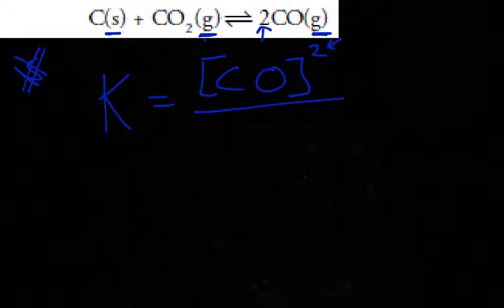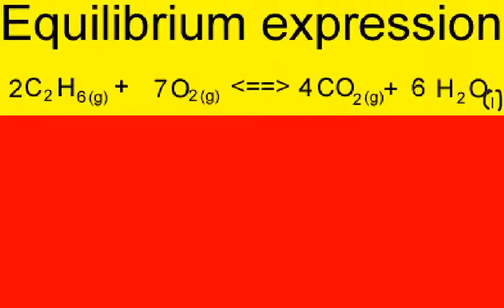And in the bottom, in the denominator, we will put CO2 in square brackets. And we don't need to put any coefficient because if you have a 1 as your coefficient, we don't have to put any exponent. So nothing goes there, and that's it. You're done. Okay, we move on.